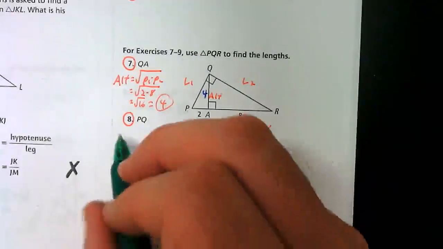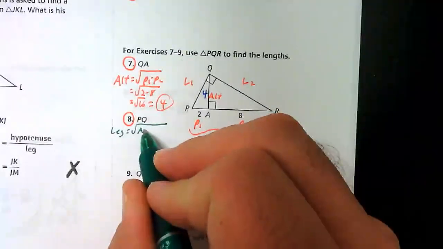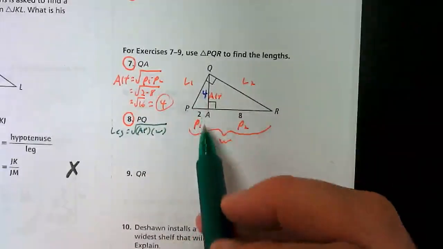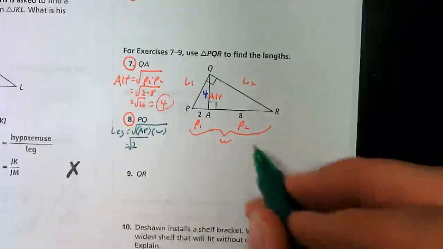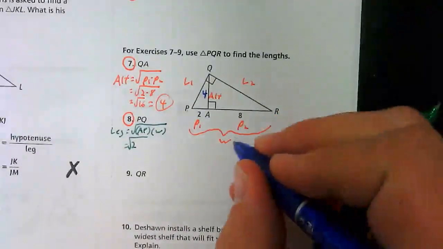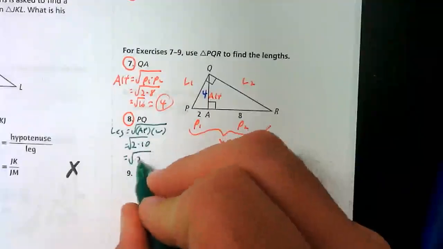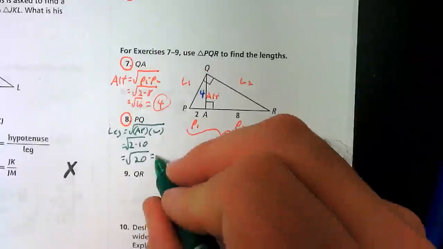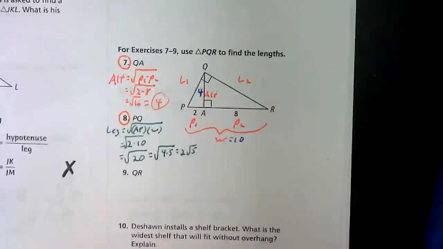Now, we're going to use that formula. Leg equals the square root of the adjacent part times the whole. Again, the adjacent part was 2. The whole, well, you have to add those together. 2 and 8, that's 10. So this entire length is 10. So 2 times 10. Now you have the square root of 20, which if you want to simplify it as a radical, you can. That breaks down into 4 and 5. Square root of 4 is 2, so that's 2 radical 5.